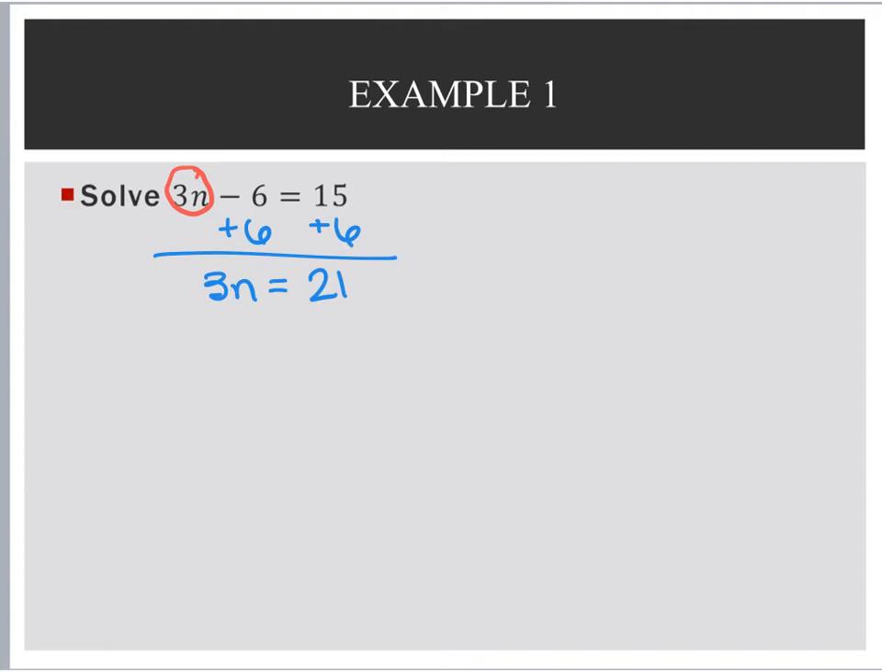Now, if you notice, I still do not have my n value or variable by itself. So I have to go one more step, and that's really 3 times n. That means I have to divide in order to undo the multiplication. So if I divide both sides by 3, now I have n equals 7. Initially I undid my subtraction first, and then I undid my multiplication. Let's look at another example here.